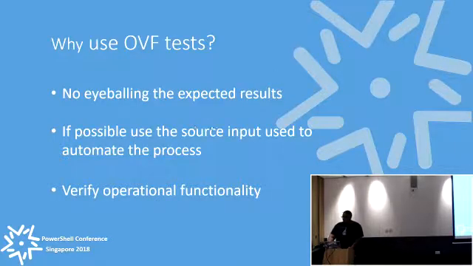Now, if possible, use the source input to automate the process. So I'm hoping that what you're using to automate your process, you have a valid input file. Think CSV, XML, JSON, take your pick. I'm assuming that you're automating your processes, right? And then verify your operational functionality.